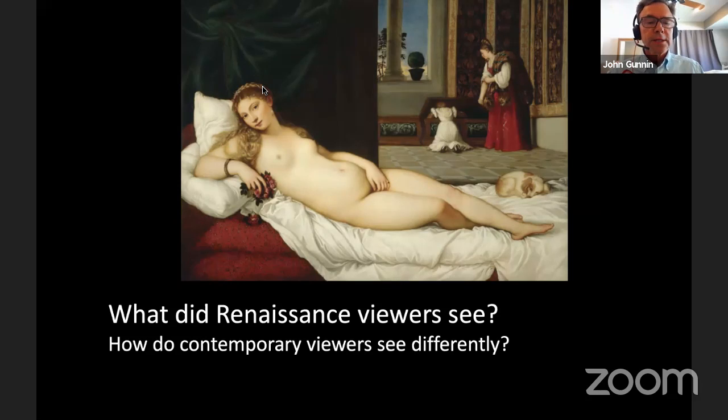It's interesting to dig down into these works and imagine. We see this work so differently, and it's most likely that Renaissance viewers didn't really see this work because it was a very private piece. I'm sure even in the home of the Duke of Urbino, it probably hung in a private room.